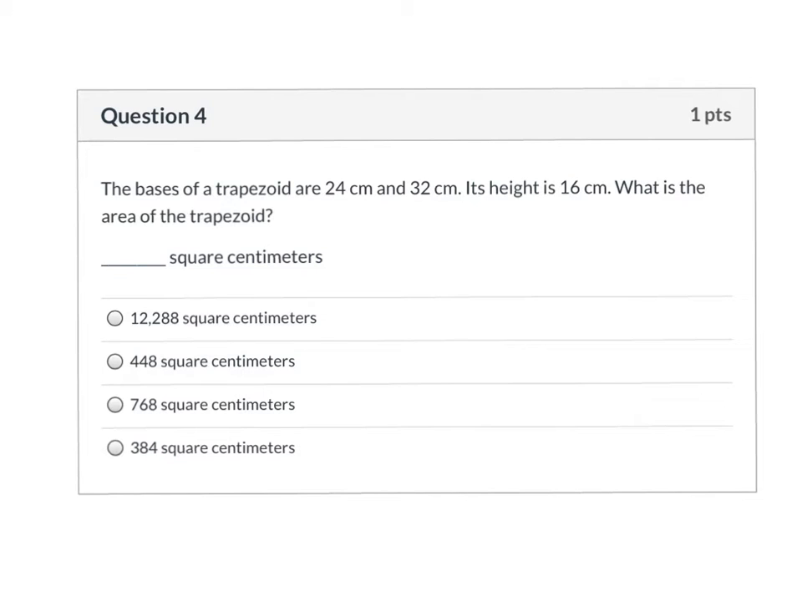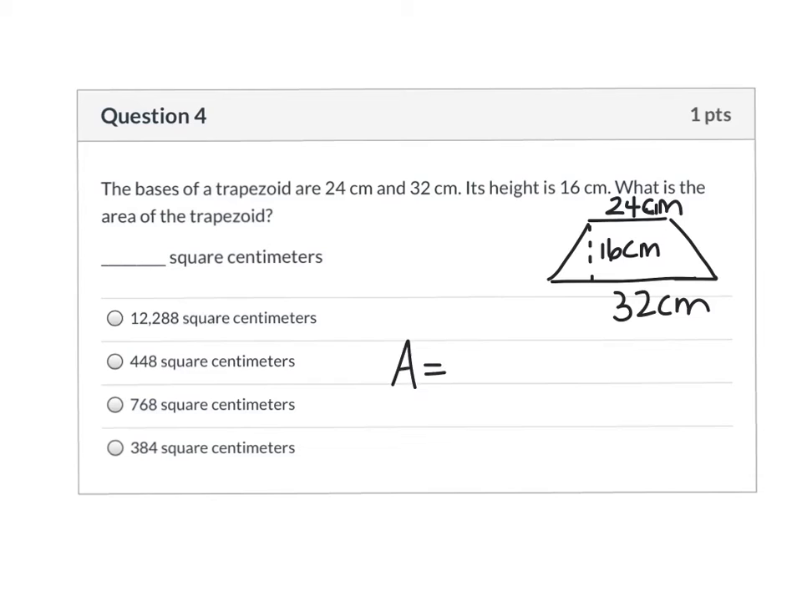Question 4. This is a trapezoid problem again, but I don't have a diagram. The bases of a trapezoid are 24 and 32 inches. So I'm going to label 24 inches or centimeters and 32 centimeters. And its height is 16 centimeters. So I'm going to put that in. What is the area of the trapezoid? So again, I'm going to start with my area formula. Area equals 1/2 times the height times the sum of B1 and B2. Now I'm going to substitute in my values.